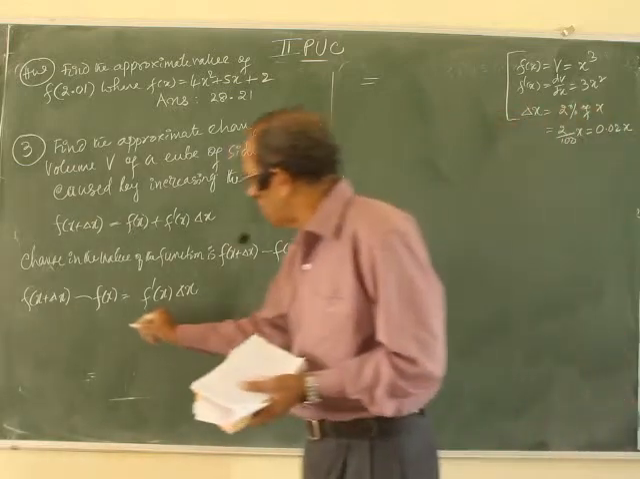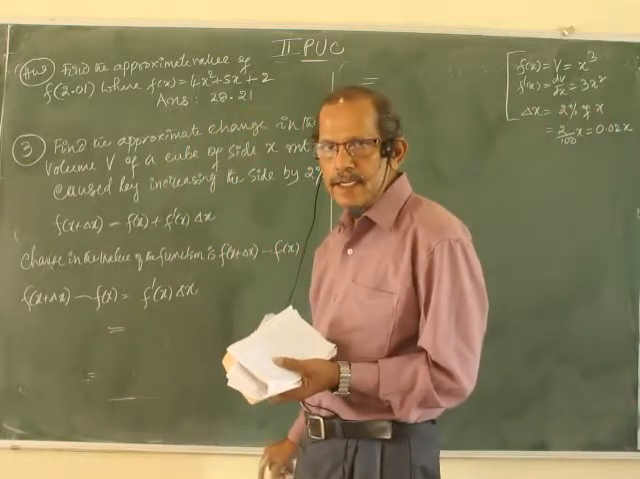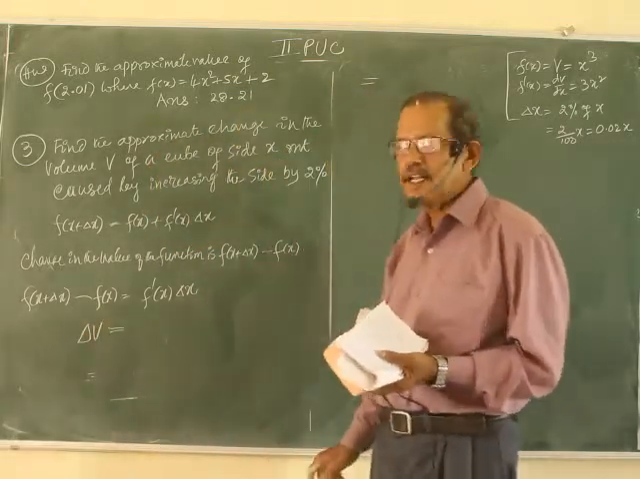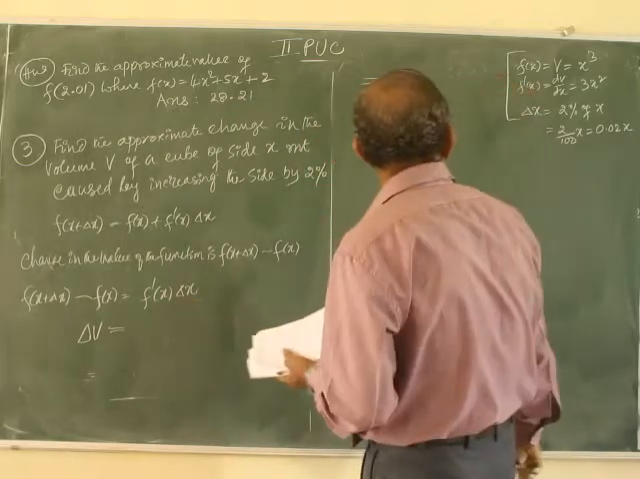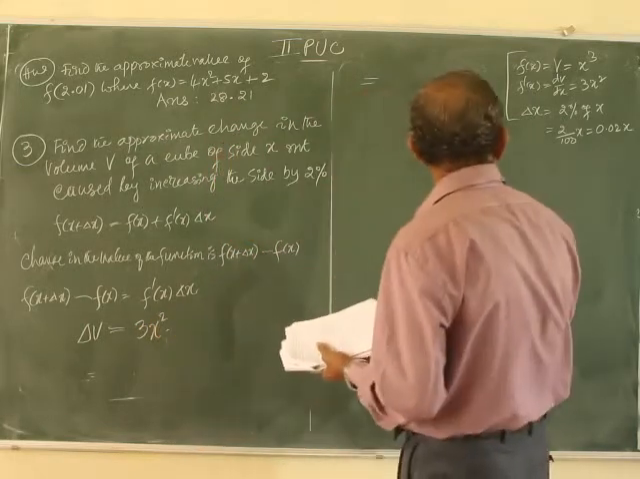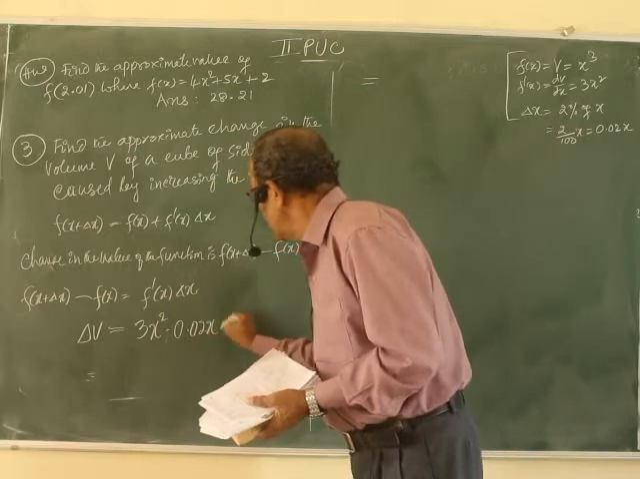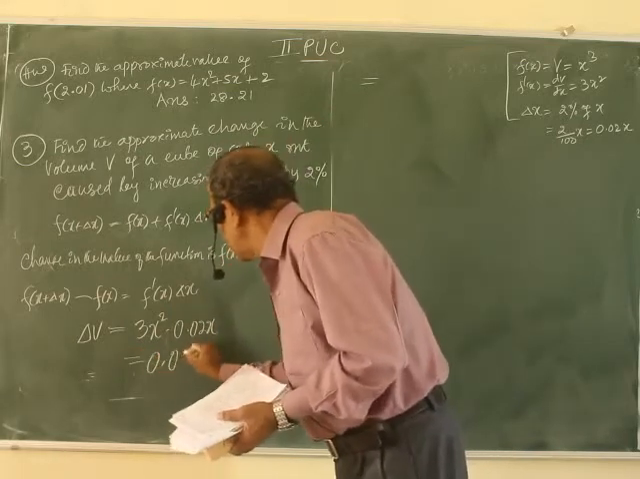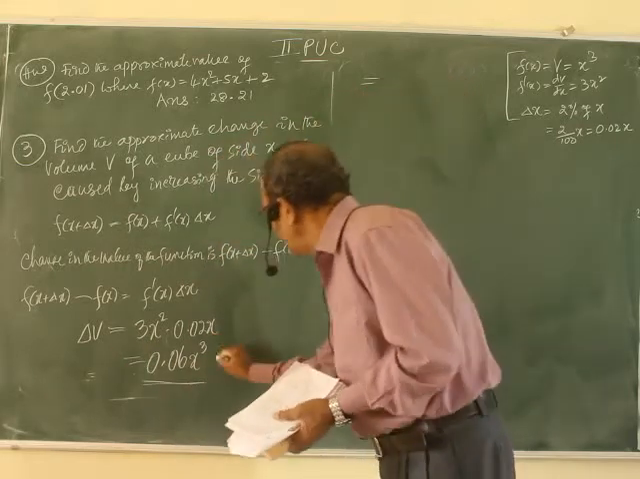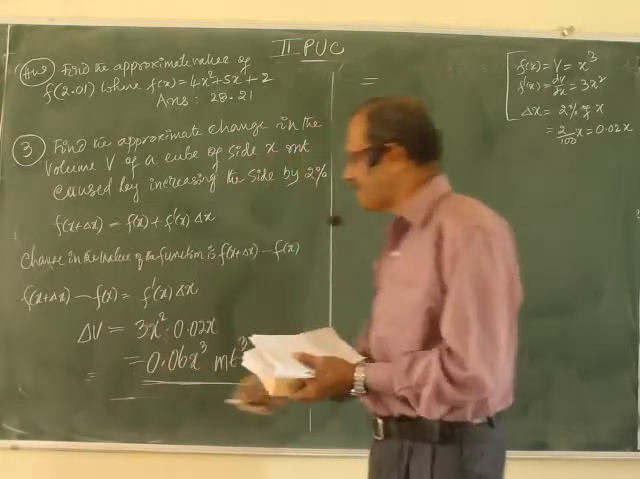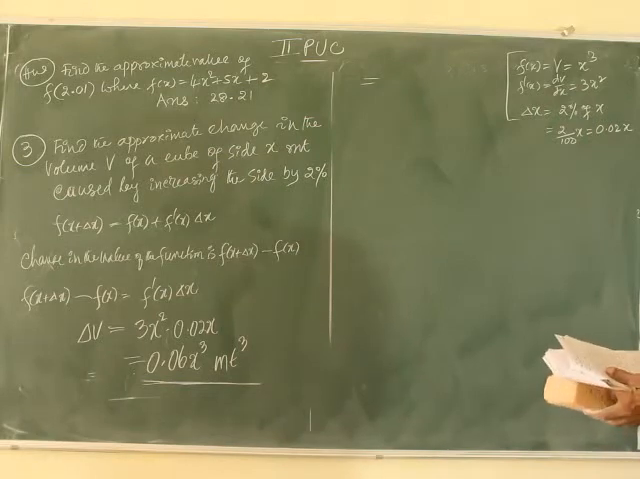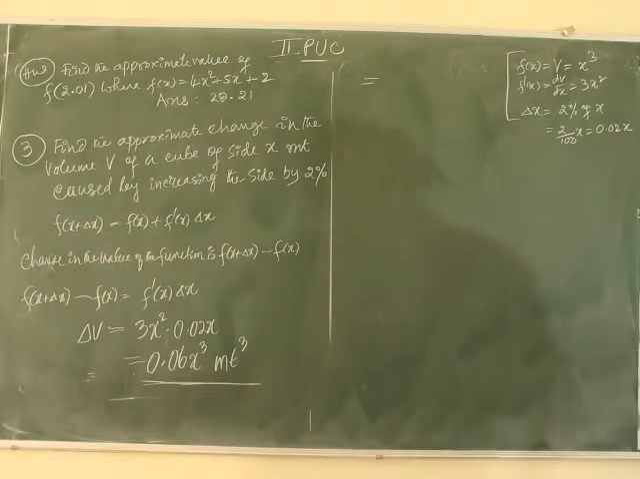Let me come back to the formula. This is what is required: change in the volume. Shall I write delta V? Delta V, change in the volume, equals f dash of x, 3x square, into delta x, 0.02x. Altogether you get 0.06x cube is the change in the volume. Meter cube. Okay, this is the answer. Enough.